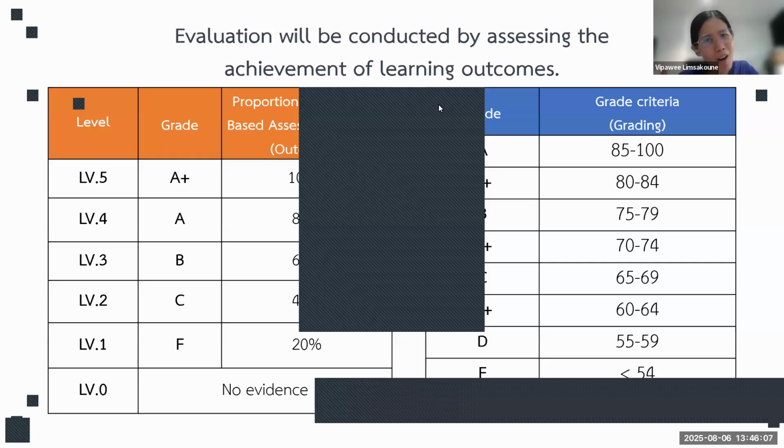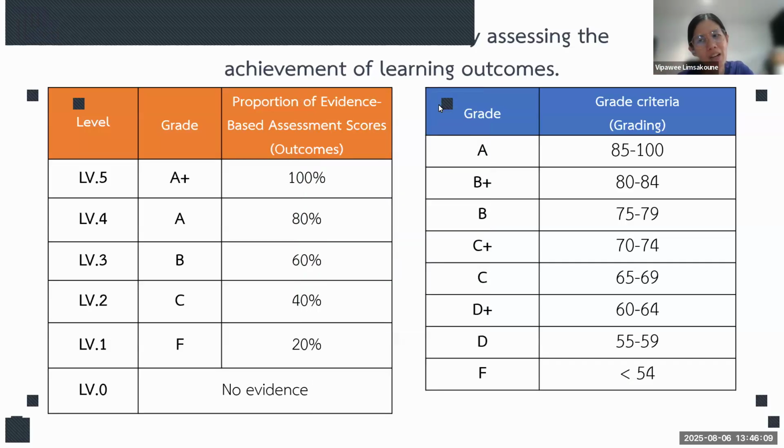How about the right part? On the right table, once you have the score for module 1, module 2, and module 3, then that will be the overall score. Okay. Based on the overall score, these are the corresponding grade.